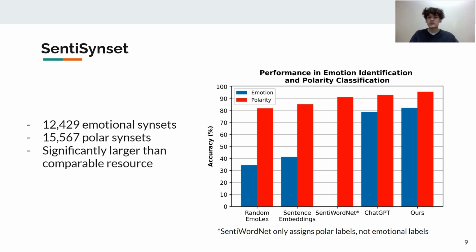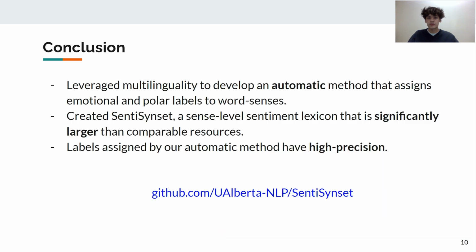As well, we compare the accuracy of the labels of our method to that of other automatic methods. So we compare to 2 baselines as well as 2 resources. The resources we compare to are the polarity labels of SentiWordNet, as well as ChatGPT, which we prompt with the lemmas and gloss of the synset to provide emotional and polar labels. And we find that our method provides the most accurate labels out of all these automatic processes.